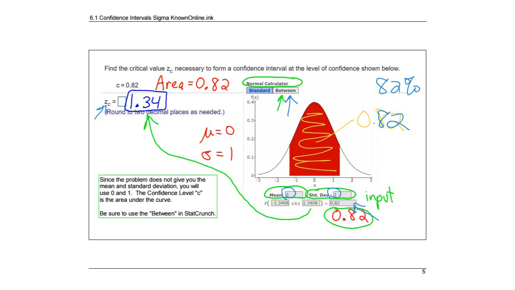Notice the problem here. I'm looking for Z. I'm looking for the critical value, and so therefore I'm going to put the 0.82 on this side, hit compute, and see how it gives me negative 1.34 and positive 1.34. Now this is a little tricky, but they only want the positive number on this one because that's the critical value. The critical value is the positive one. We know that if we're using it on the number line that we would also need the negative value as well. So we're going to put that 1.34 into the answer and move to our next problem.